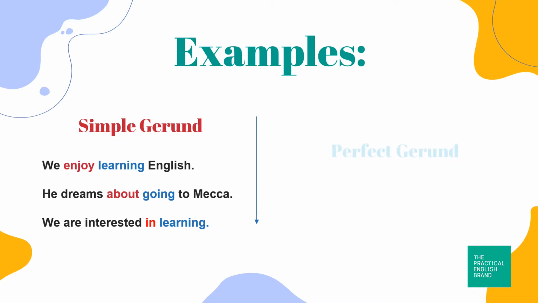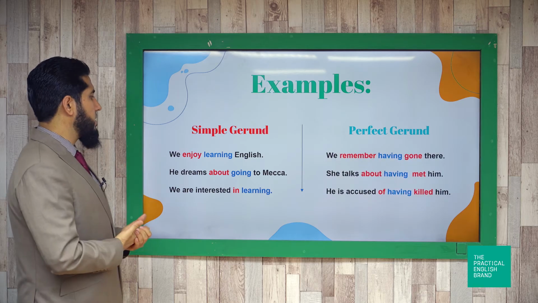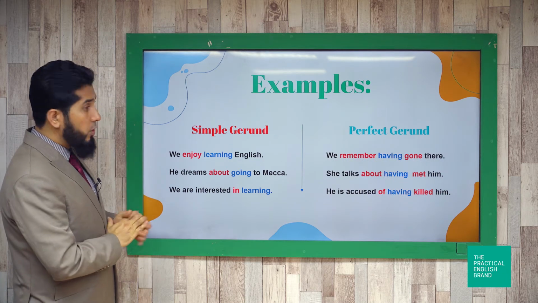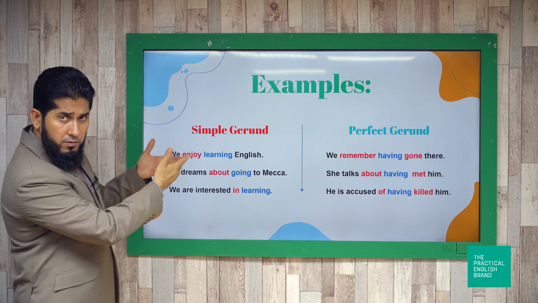We enjoy learning English. He dreams about going to Mecca. We are interested in learning. Now look, see the difference. The first example, we enjoy learning English. The gerund verb enjoy is followed directly by verb-ing, learning.